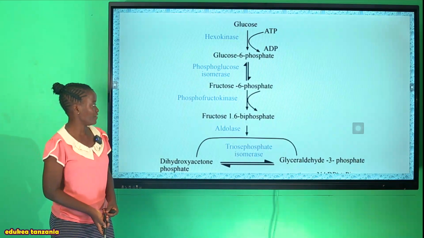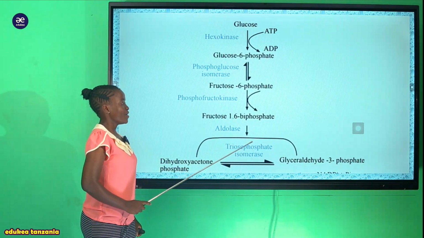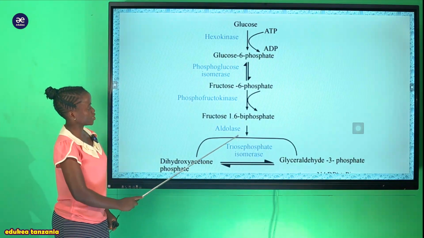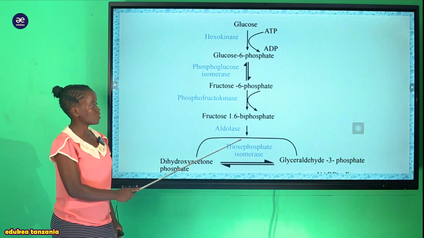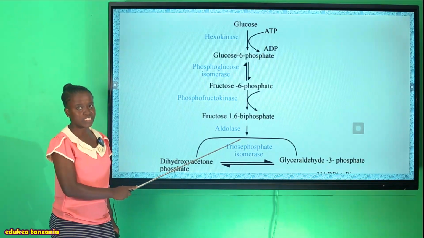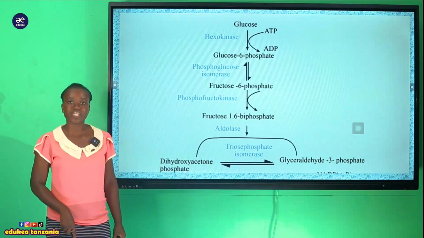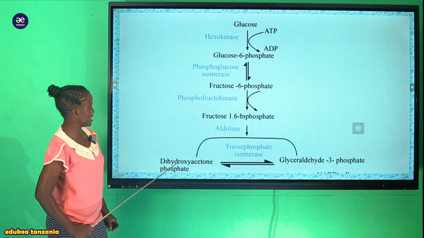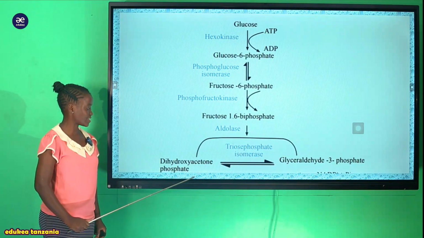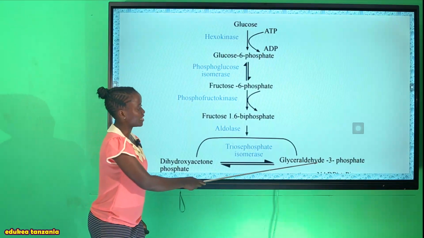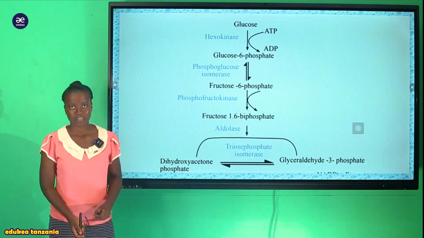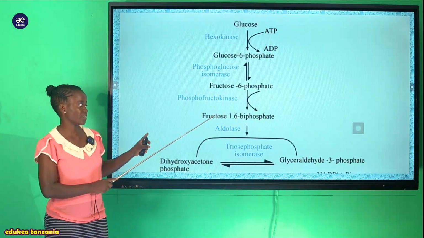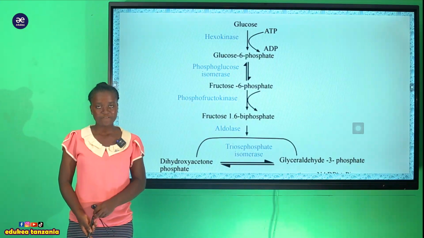And after formation of the fructose 1,6-bisphosphate, we have another enzyme called aldolase. This aldolase will split this molecule of fructose 1,6-bisphosphate to give 3-carbon sugars. And those 3-carbon sugars are dihydroxyacetone phosphate and glyceraldehyde 3-phosphate. That is our first product after lysis of the fructose 1,6-bisphosphate.